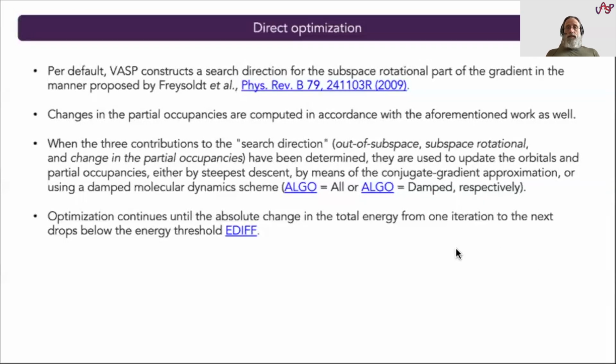So this sounds like a very neat scheme to deal with electronic optimization, and it is in a way. Only for metallic and small gap systems, this scheme tends to suffer from a phenomenon called charge sloshing, and we'll have a look at this now.